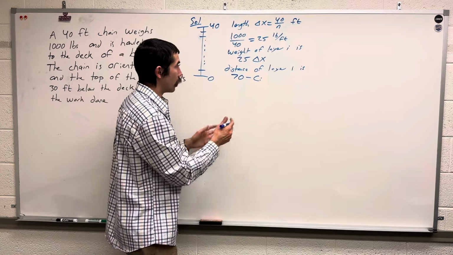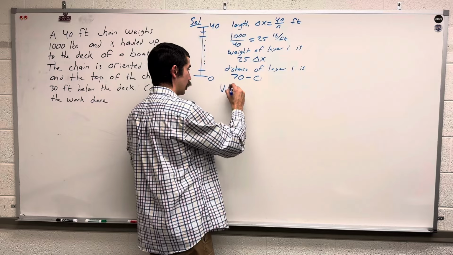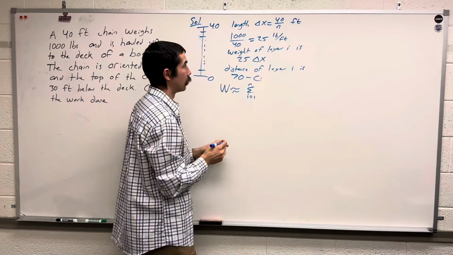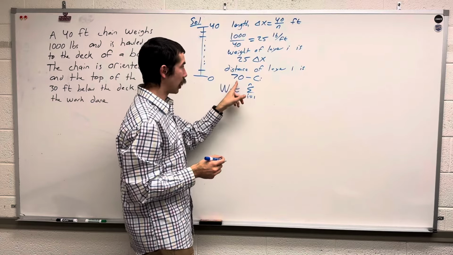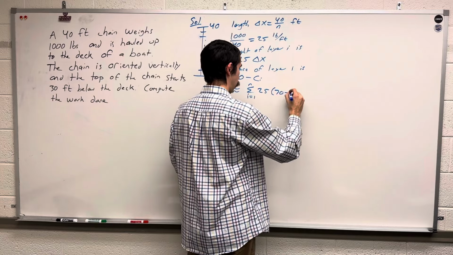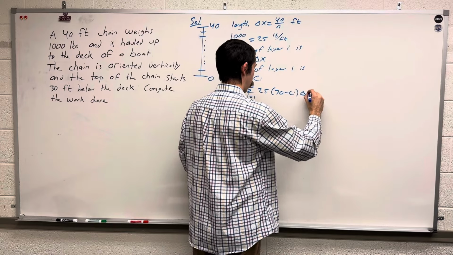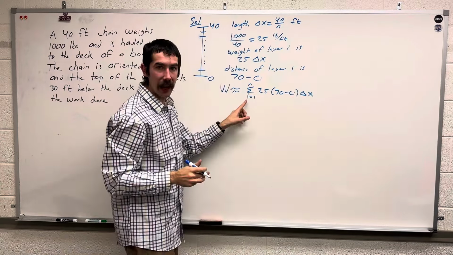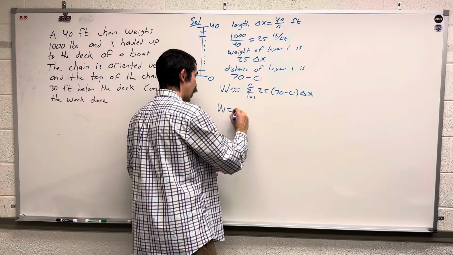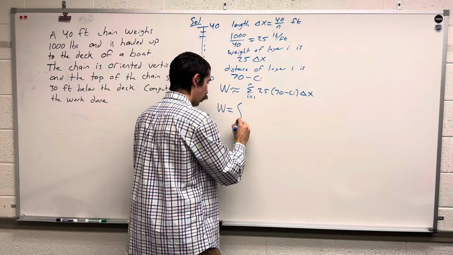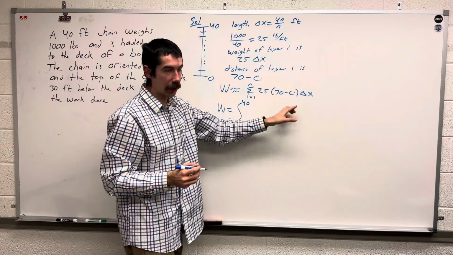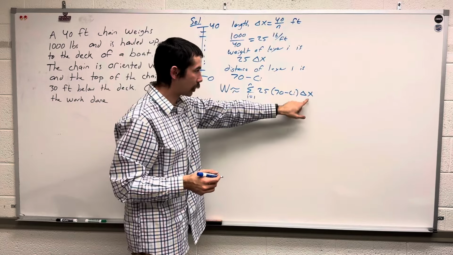Okay, and so now we're done. We know the work is approximately the sum from i equals 1 to n of the force, which is our weight, times the distance. And then if we take the limit as the number of layers goes to infinity, we have the work is exactly equal to the integral from the bottom of the chain to the top of the chain of our function here. c sub i is going to be x, and delta x is dx.